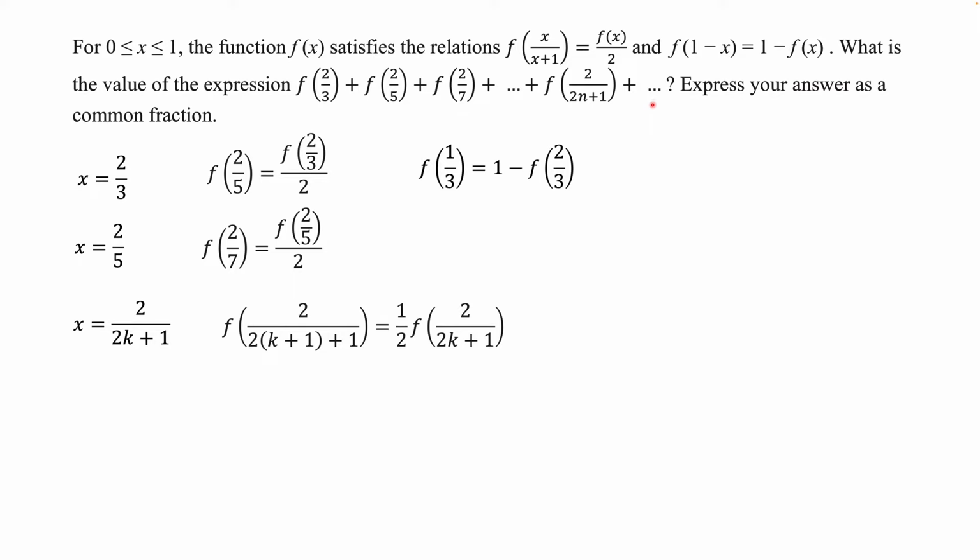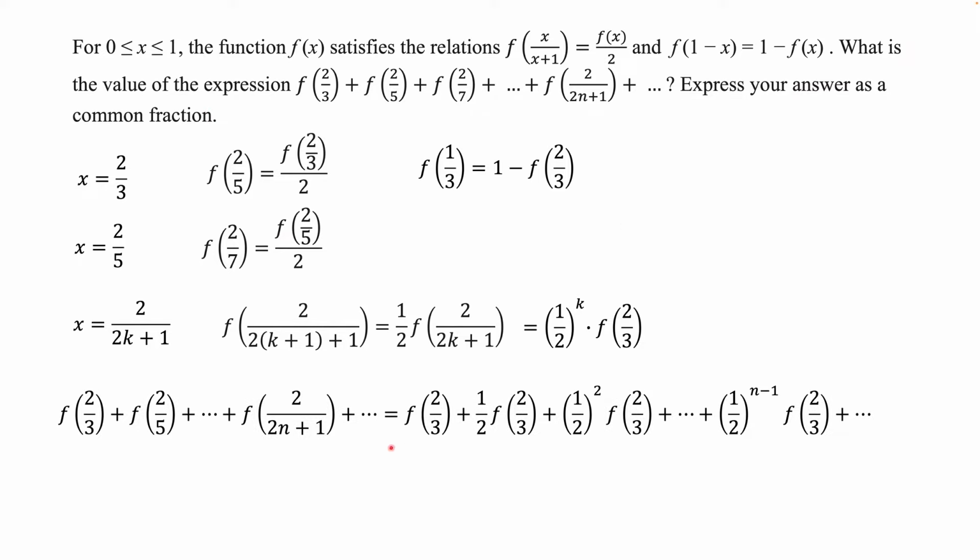Let's use that knowledge. First of all, in a geometric sequence, we can express an element not just through the previous element, but also through the first element, in this case f of 2/3. And this is how it's going to look. Now the expression we're trying to find can be rewritten through f of 2/3 times 1/2 to different powers. Now each term has this f of 2/3. We can pull it out, and here we actually have a sum of powers of 1/2.